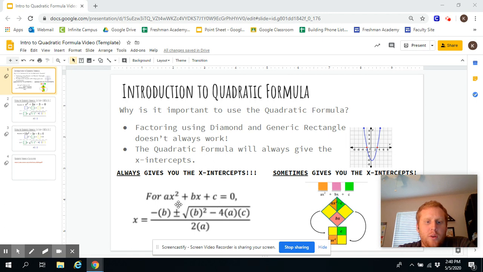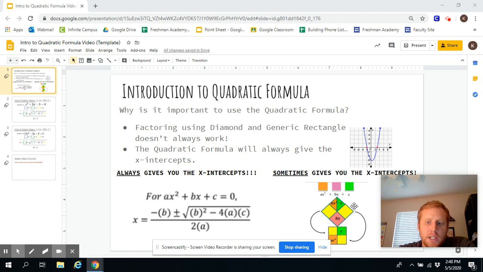We use standard form ax squared plus bx plus c, and we use this to fill in the quadratic formula. Negative b plus or minus radical b squared minus 4ac all over 2a. That is the quadratic formula right here.